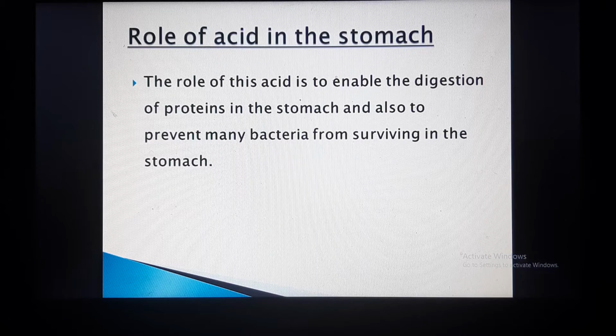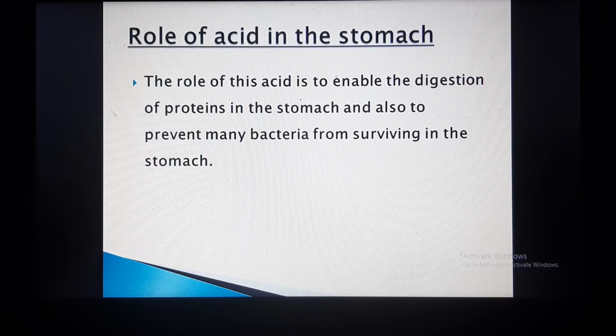Now we are discussing what is the role of this acid in the stomach. Why is the hydrochloric acid present in the stomach? The role of this acid in the stomach is to enable the digestion of proteins. That means the main role of this strong hydrochloric acid in the stomach is to help the digestion of proteins. That is the main role of this hydrochloric acid.